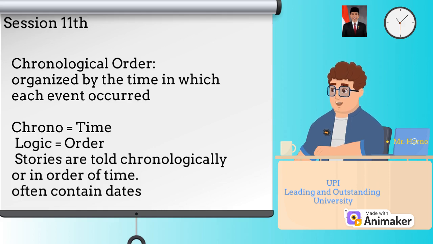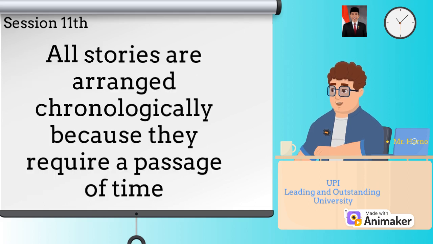which each event occurred. Dates are frequently included in non-fiction texts that are arranged chronologically. Fictional passages or tales are more subtly worded, chronologically arranged, but typically lack dates. Every story has a beginning, middle, and end because a narrative is a trip through time in which all of the events are ordered in chronological order.